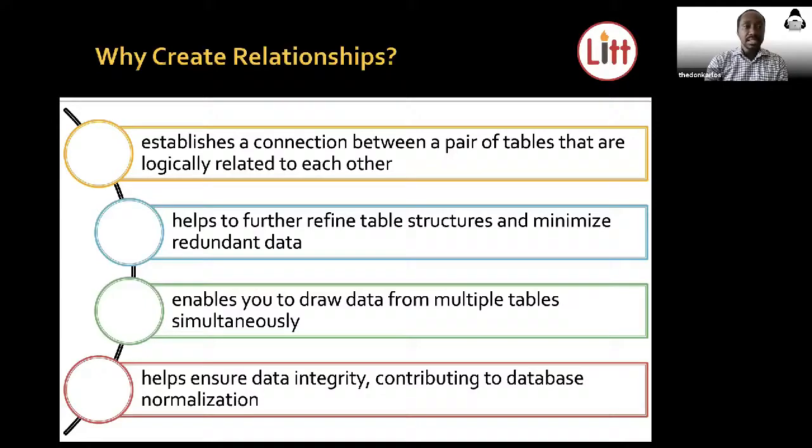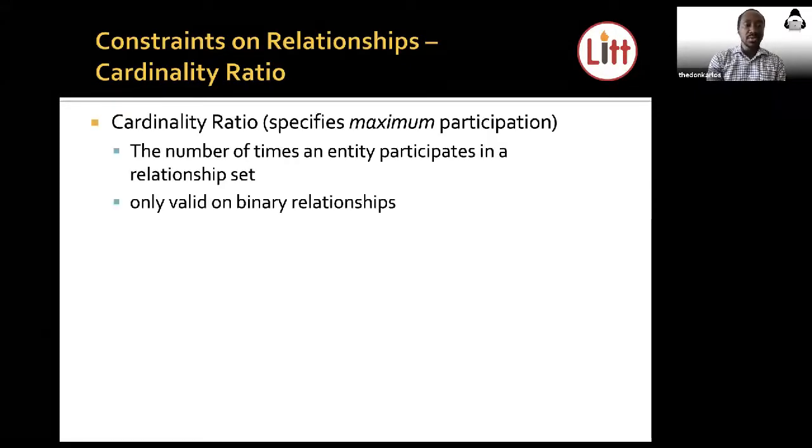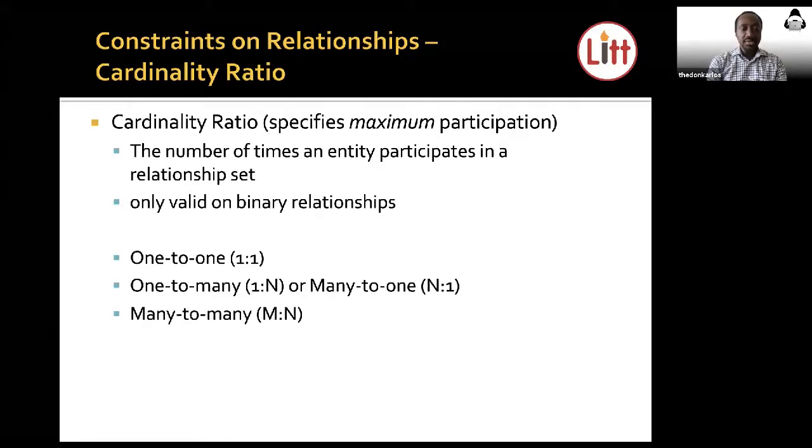Now let's look at some constraints on relationships. The main one that we'll be looking at today is what we call the cardinality ratio. The cardinality ratio. We said it specifies the maximum participation of the entities. It indicates the number of times that an entity set can participate in a relationship. But this cardinality ratio is valid on binary relationships. We'll look at examples of that.